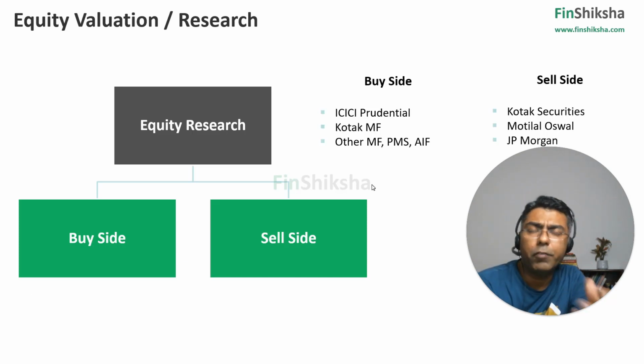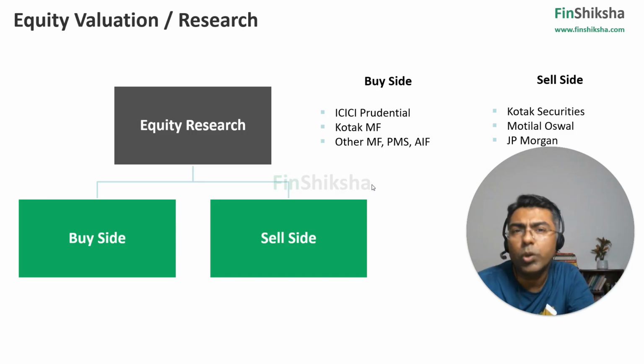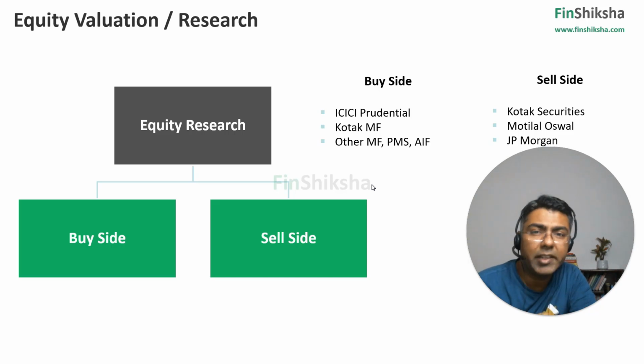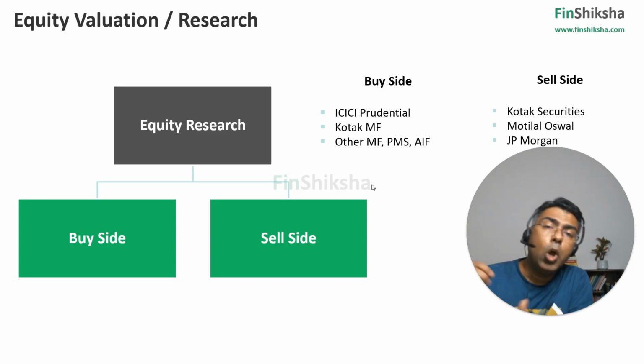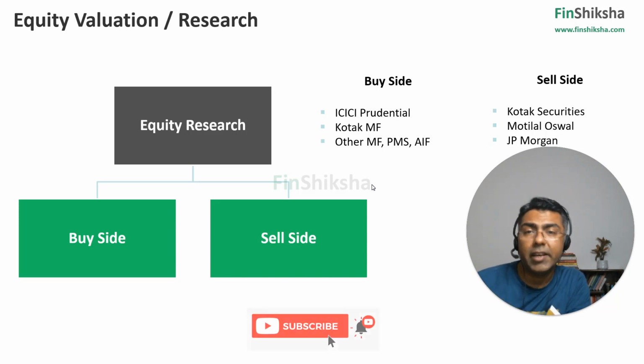Some examples here: if you look at some of the sell side entities, you will have broking firms like Kotak Securities or Motilal Oswal, some of the Indian domestic broking outfits. And then you would have foreign outfits such as JP Morgan, who would give out research on Indian stocks in India. On the buy side, you would have ICICI Prudential Mutual Fund, Kotak Mutual Fund, other mutual funds, PMSs, AIFs. There are about 50 mutual funds in India.